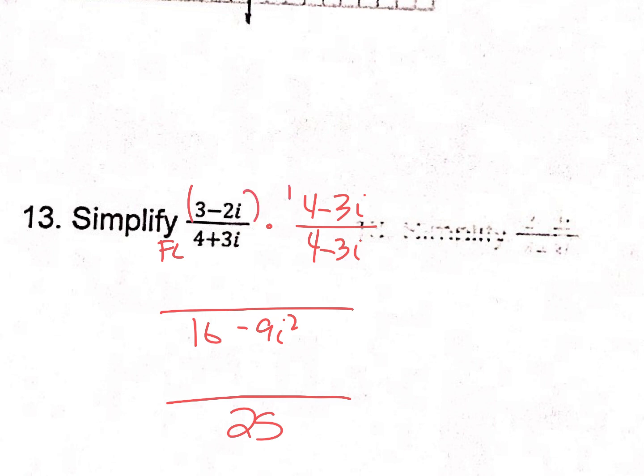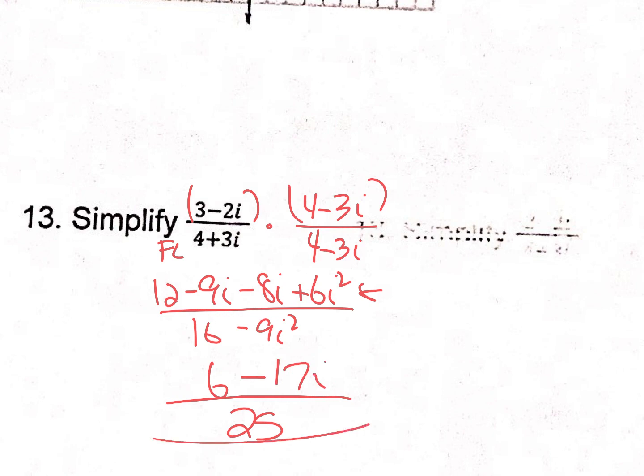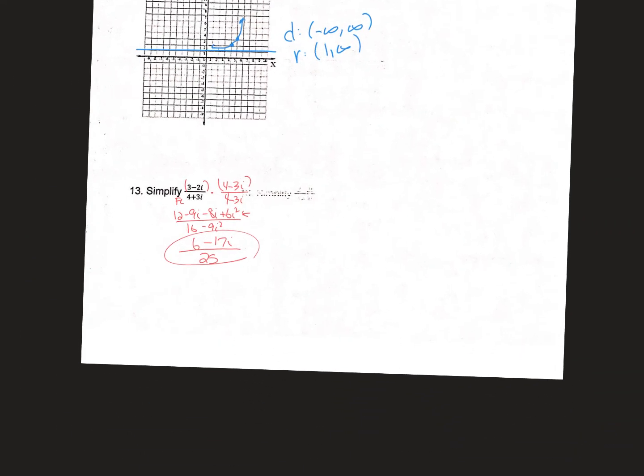My numerator, got to do FOIL. So I'm going first, outer, inner, and last. And there's that i squared again, which makes that become a -6. 12 minus 6 is 6. Add up your i's in the middle, -17i. And that's it. Good to go right there. That's 13. I think that's all of it.